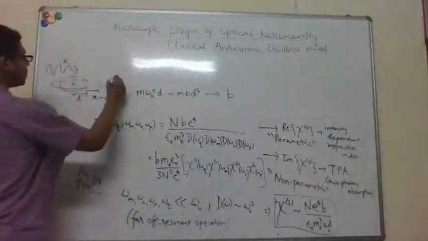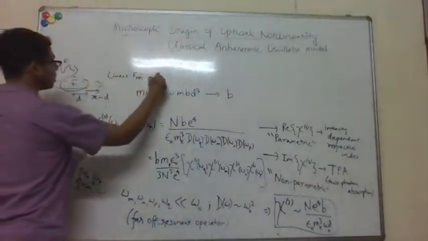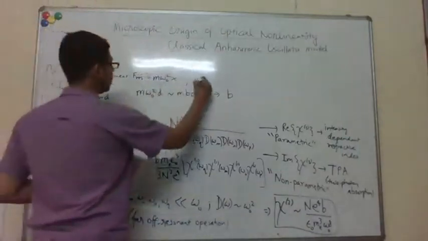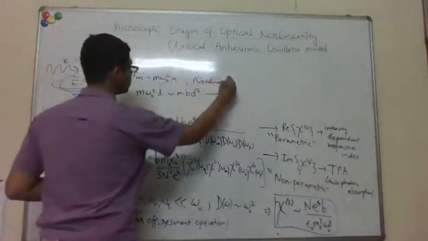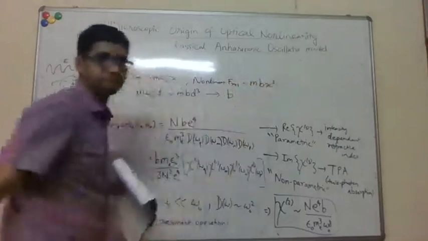So if you remember, the linear part of the restoring force is just m omega naught square x, right? And then the nonlinear part of the restoring force we wrote as m b x cube, right? So I'm just saying when x becomes of the order of d, where d is the atomic dimension, the Bohr radius, then these two terms, the linear and the nonlinear force, are becoming comparable. Okay, this is just an approximation we are doing to estimate b, basically.